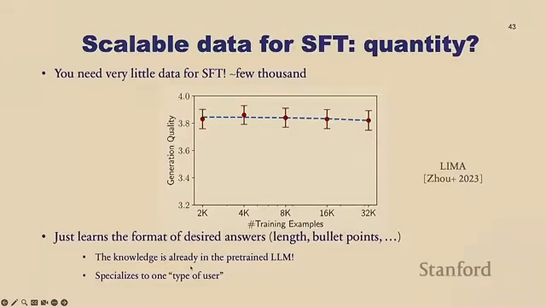So you're not teaching anything through this SFT, supervised fine-tuning. All you do is tell the model to optimize for one type of user that it saw already in the pre-trained data set. So the knowledge is already in the pre-trained LLM, and you basically just specialize to one type of user.